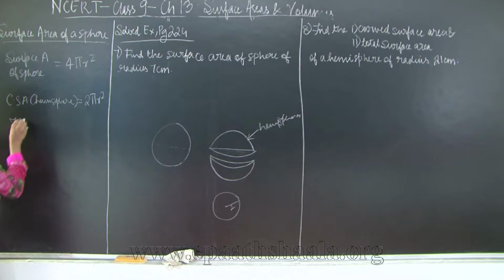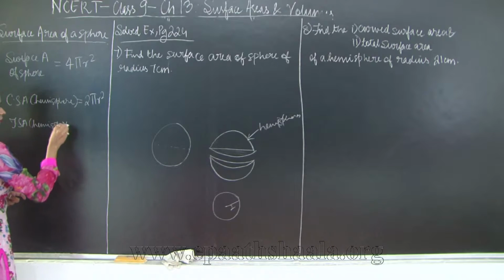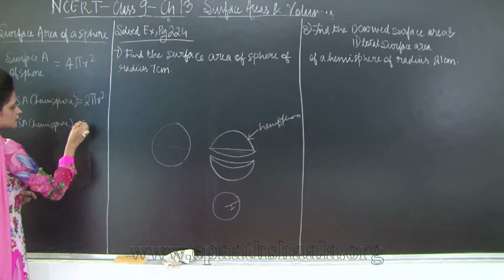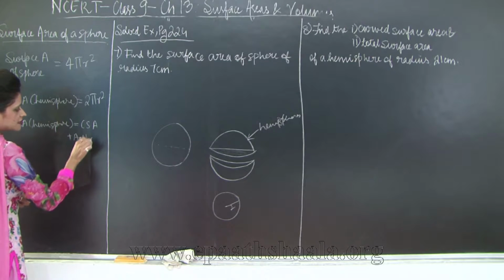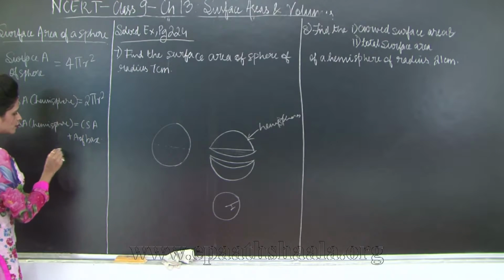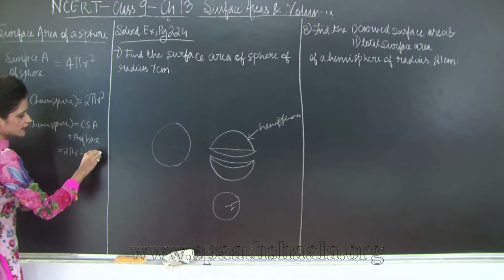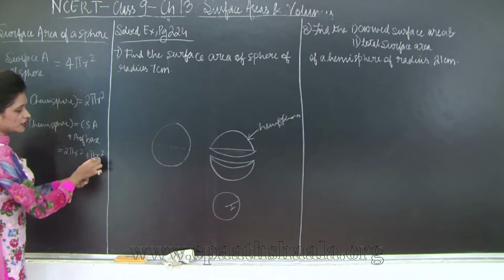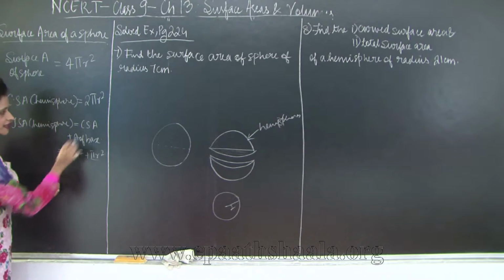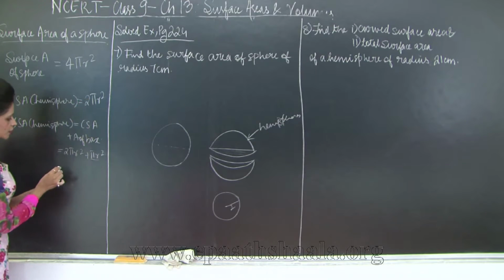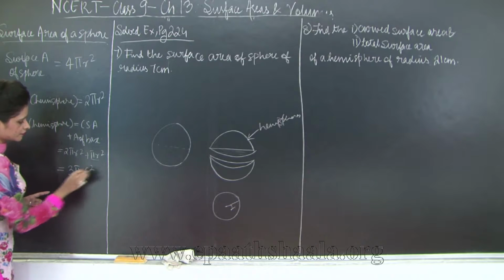Total surface area of hemisphere is going to be equal to curved surface area plus area of base, which is going to be equal to 2 pi r square plus pi r square. See, why pi r square over here? Because the base is a circle and you know that the area of a circle is pi r square, and this is the curved surface area we learnt over here. So the total surface area of hemisphere is 3 pi r square.